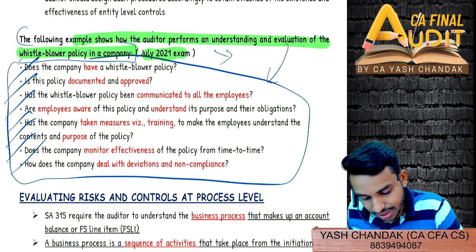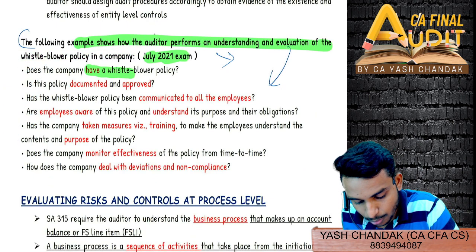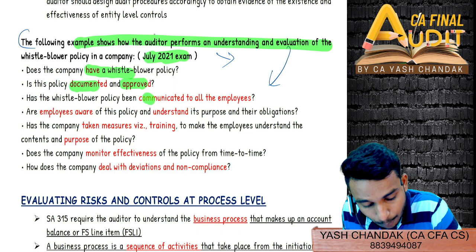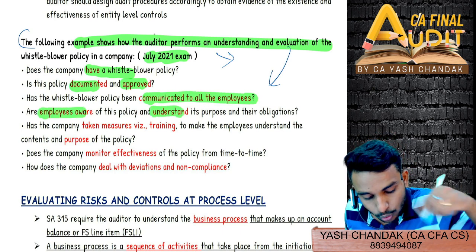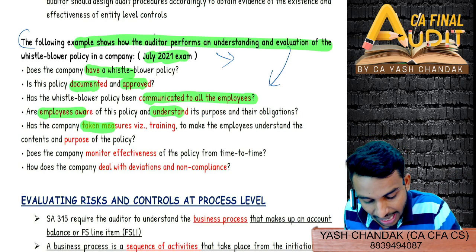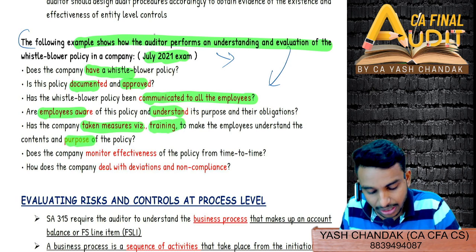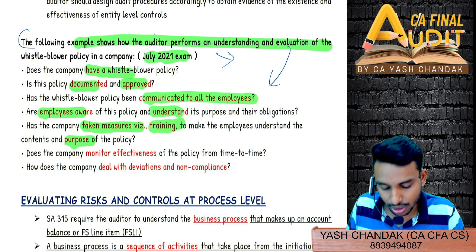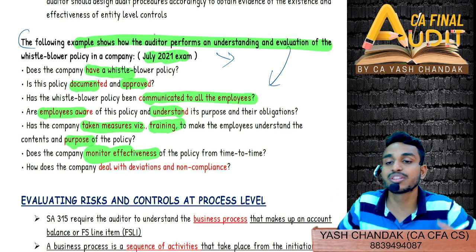So again you will see here the same points. Does the company have a whistleblower policy? Is it documented and approved? Is it communicated to all the employees? Now the employees, are they aware and do they understand the entire process, entire communication? And have you taken any measures to train the employees, make them understand the purpose of the policy, and monitor them accordingly? And if they do not follow, then take disciplinary action.